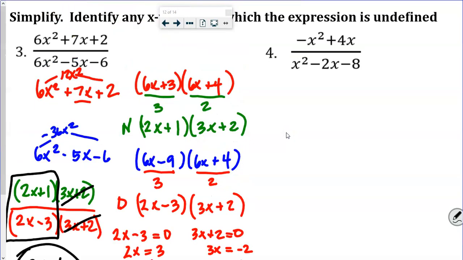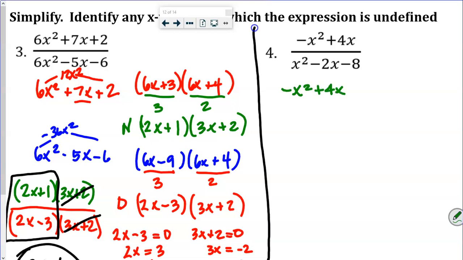So we got another one to do together, and then you guys are going to do a couple by yourselves. So here again, let's factor this numerator. We've got negative x squared plus 4x. Looks to me like I'd factor out a negative x. So if I factor out a negative x, that would be x minus 4, sorry, x minus 4, y'all, because I factored out a negative. So that's going to be x minus 4.